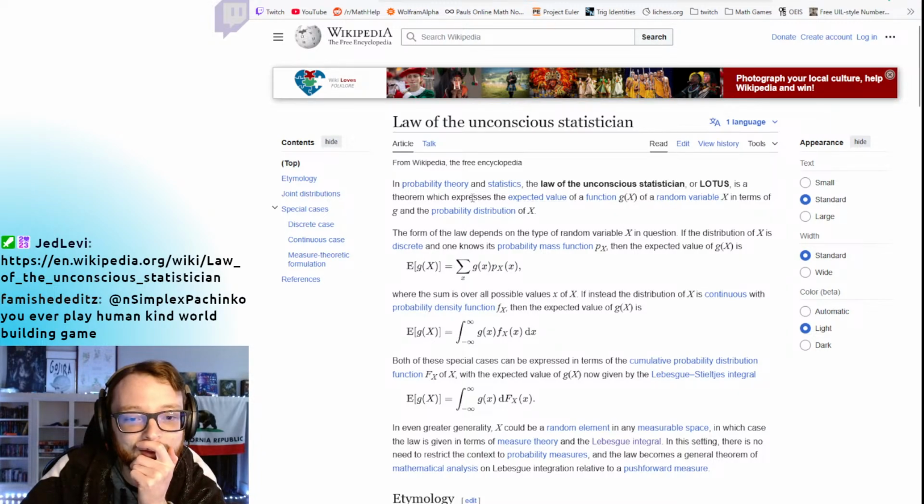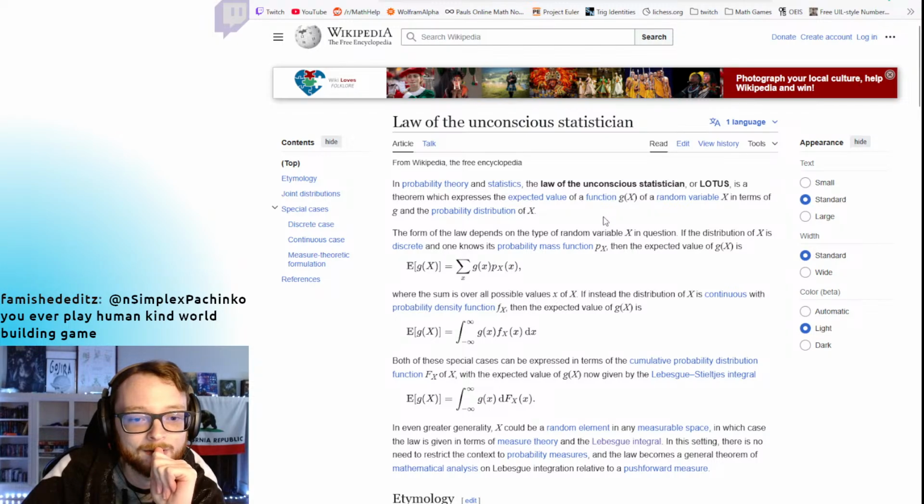Differential expresses the expected value function g of x for any variable x in terms of g and the probability distribution of x. So why is the statistician unconscious? Liability of the United States?